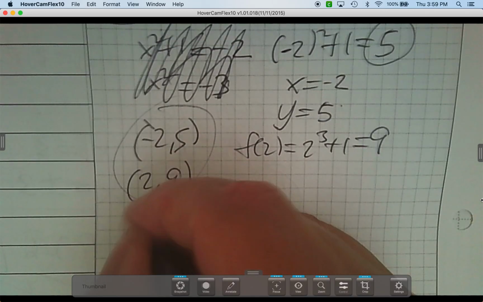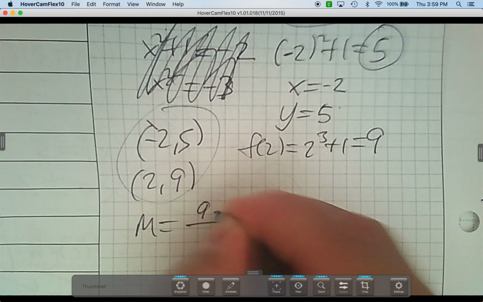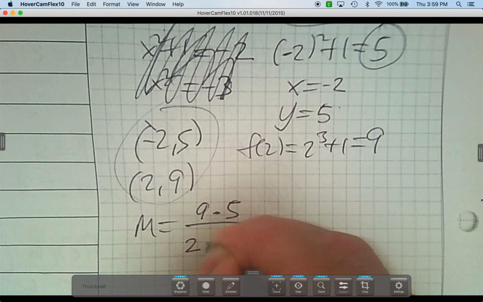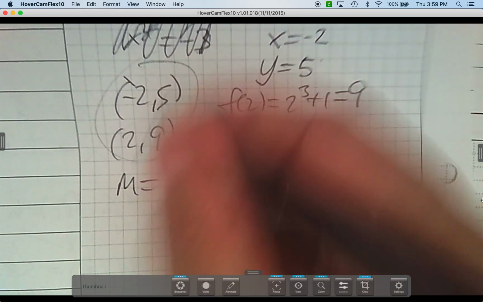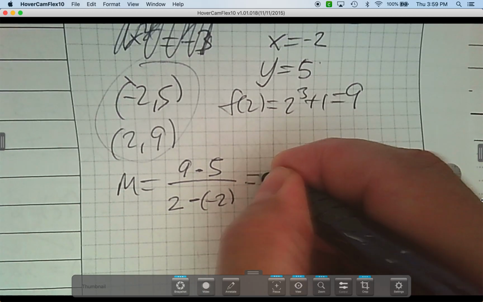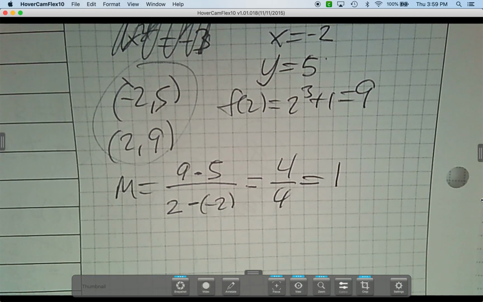Now we can find the slope. So we know the slope formula. It's y2 minus y1 over x2 minus x1. So subtract the y's and subtract the x's, basic algebra. That's 4 divided by 4, which is 1. So the slope is 1.